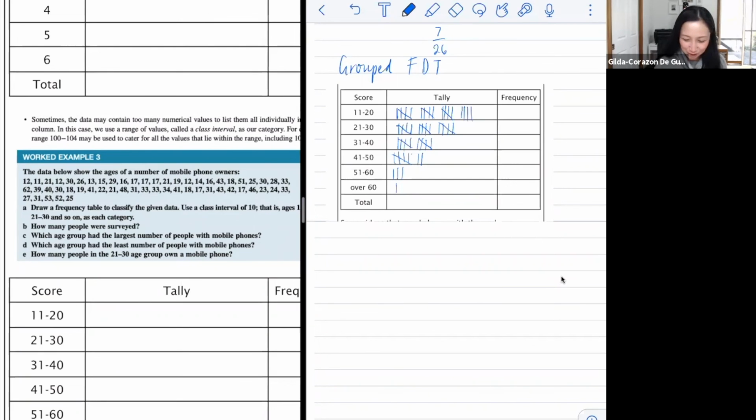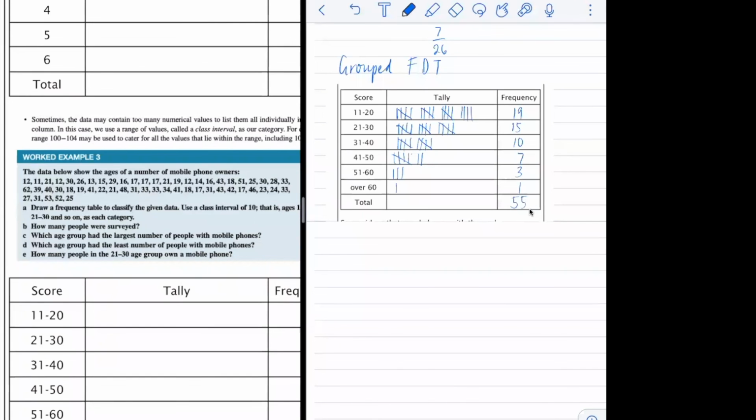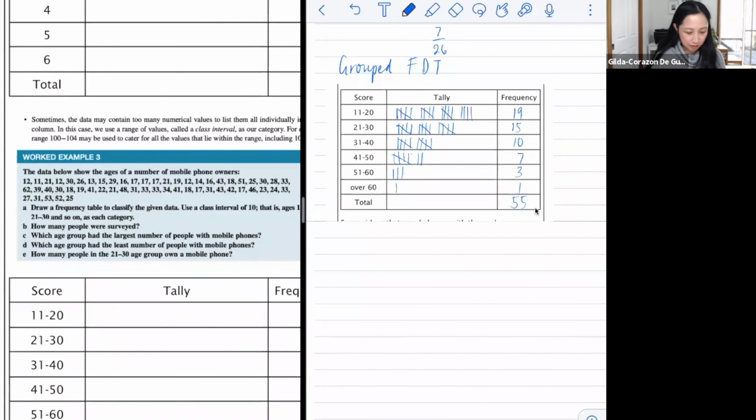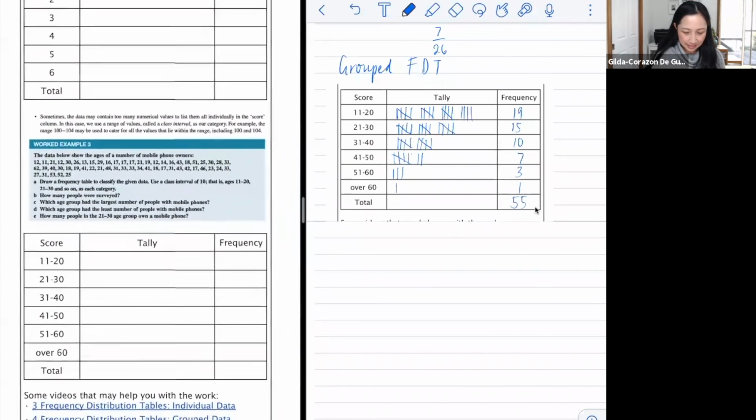Okay. So now we would want to write down the frequency. We've got 5, 10, 15. That's how many? 19. That's 15. That's 10. That's 7, 3, and 1. And that's 20, 30, 45. 45 plus 10 is 55. Were there 55? Can someone check, please? All right, so there's 55, and we've got that as our tally.